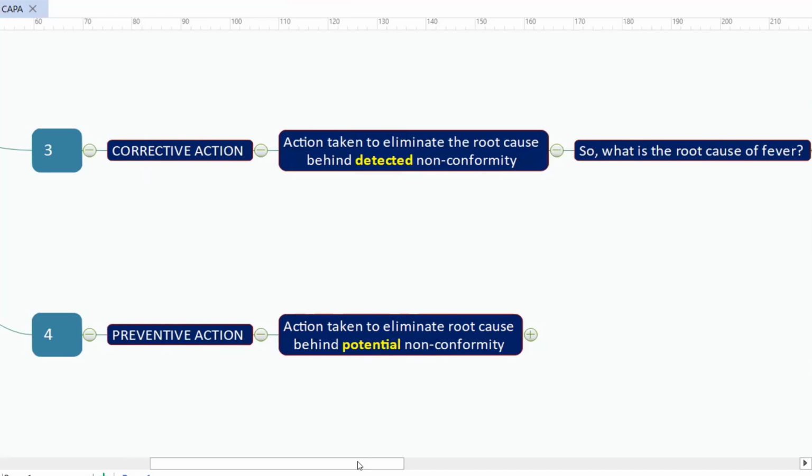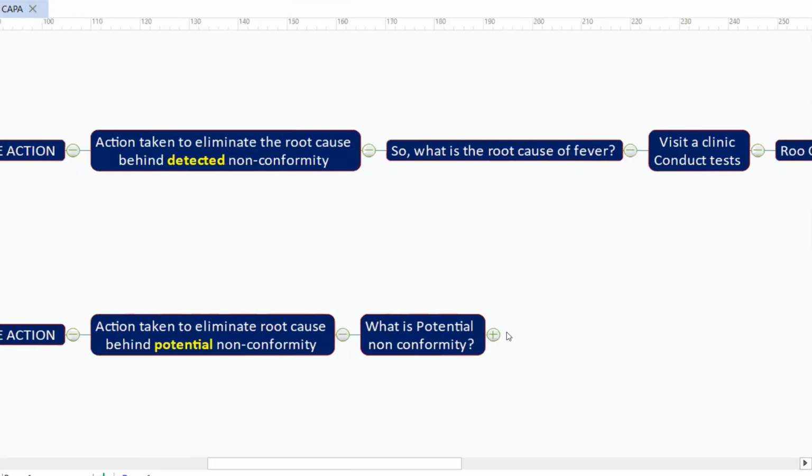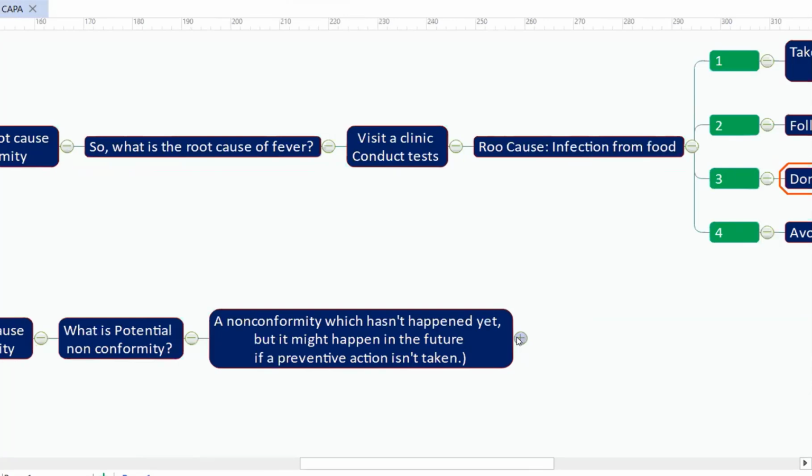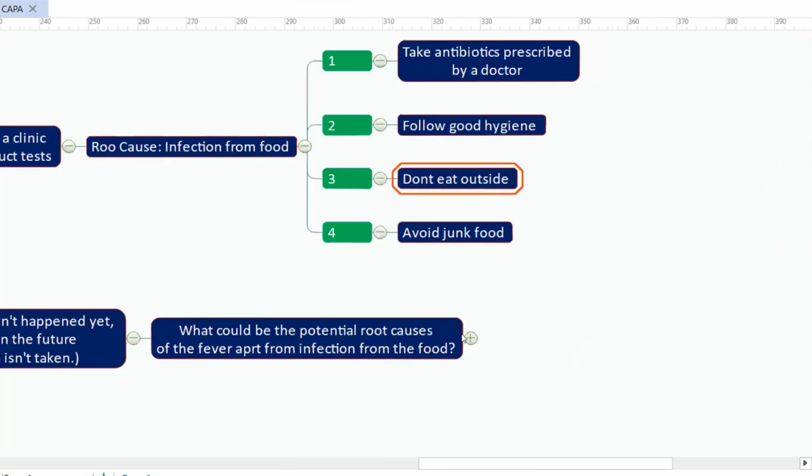In this case, if you don't take precautions now, what is the future possibility of the fever? Those possibilities, those root causes, need to be identified, and you need to work upon those root causes. I know that if I don't take care of this root cause, I can have the fever. So what are the potential non-conformities for getting the fever in the future? And they are these non-conformities.